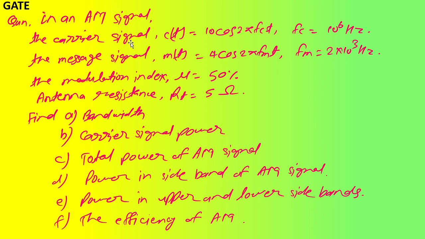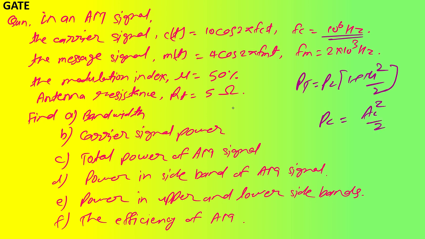So in AM signal, the carrier signal is given C of t is equal to 10 cos 2 pi fct, where fc is equal to 10 to the power 6 hertz. Okay, so this fc is given. So fc is fine. Similarly, the message signal is given as 4 cos 2 pi fm t, where fm is 2 kilohertz or 2 into 10 to the power 3 hertz. The modulation index is given as 50%. See, the antenna resistance is given RT, which is 5 ohms. So we have been using resistance as 1. That's how PT is equal to PC into 1 plus mu square by 2, where PC was nothing but AC square by 2.